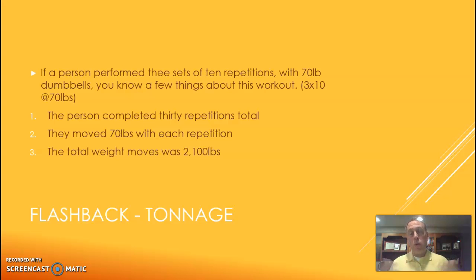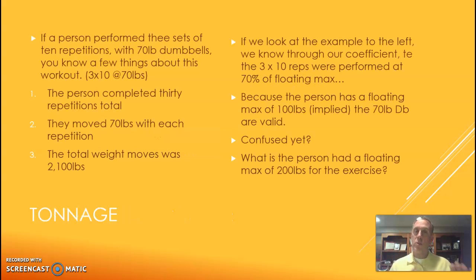So we know this if we go back to tonnage, right? You have 3 sets of 10 with 70 pounds. We know that person did 30 reps, and we know they moved 70 pounds with each rep, and the total amount of weight moved was 2,100 pounds. Got it. Totally self-evident. What we didn't translate this over to is this. On the left-hand side, if a person did 3 sets of 10 at 70 pounds, we know that equals 2,100 pounds total moved, right?